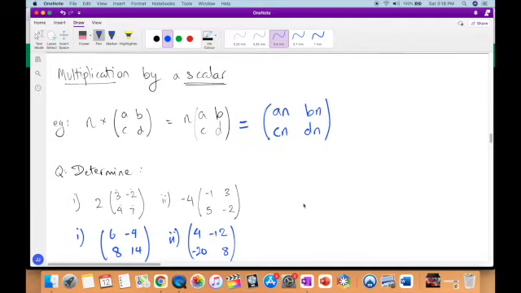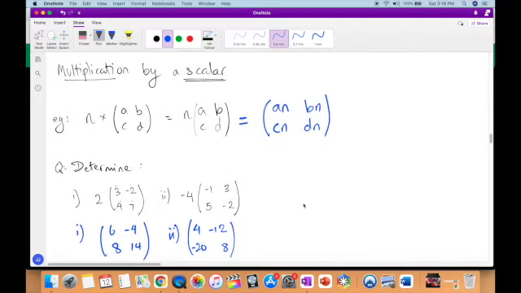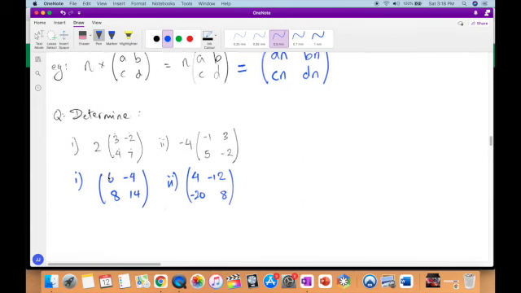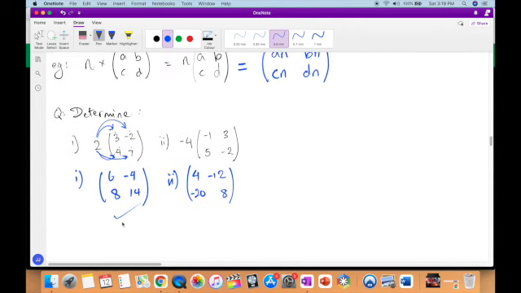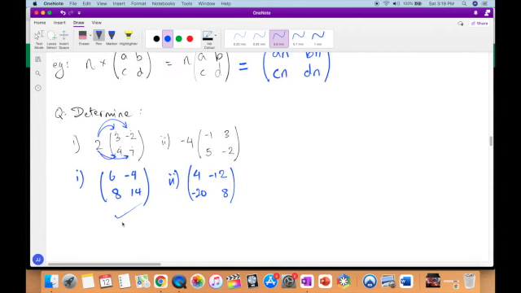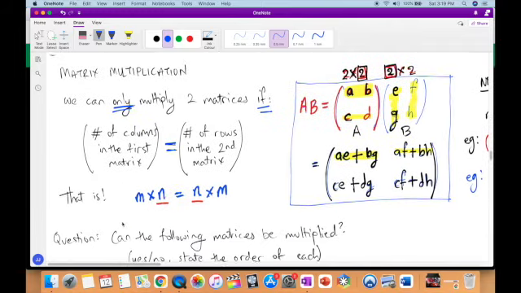Then we saw multiplication by a scalar, which means that you're just multiplying by a number outside of the brackets. And what you do is you literally multiply that number by everybody. 2 times 3, 2 times -2, 2 times 4, 2 times 7. So 2 3s are 6, 2 2s are -4, 2 4s are 8, 7 2s are 14. You end up with your answer. Simple, easy, nice, breezy, and a lot of marks. A matrices question could be 11 to 15 marks depending on the paper.